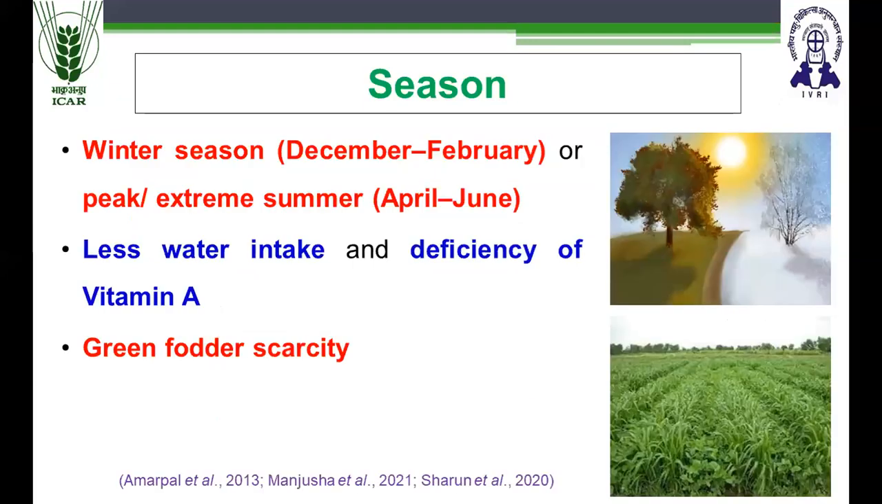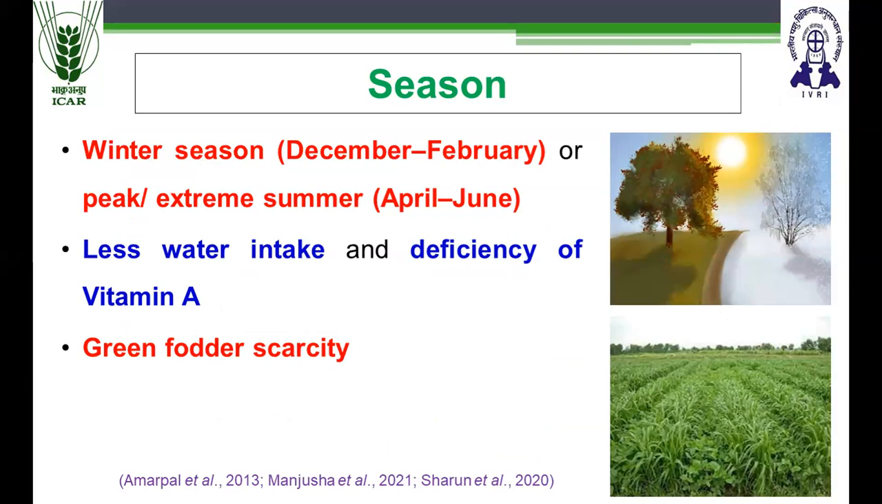So what is the role of season? What role does the season play? Most of the cases are reported in extreme winter, that is from December to February, or in peak summer. In extreme winter, sheep and goat are already reluctant to take water. In winter, they will take less water, and the availability of green fodder will be less.